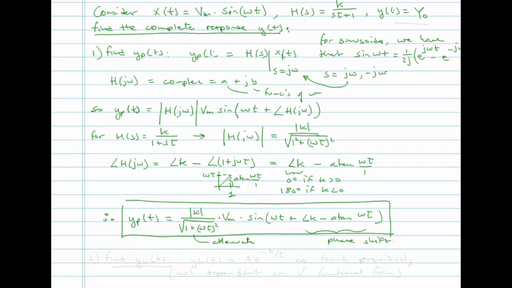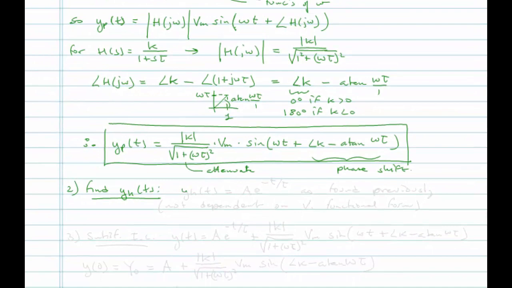And this here is going to phase shift the output. Now, secondly, let's find y_h. And here, since y_h is the homogeneous or natural response when the input excitation is turned off, it is exactly the same as what we had before. So it will be equal to A e to the minus t over tau, as found previously. Okay, this is not dependent on the functional form of the input.